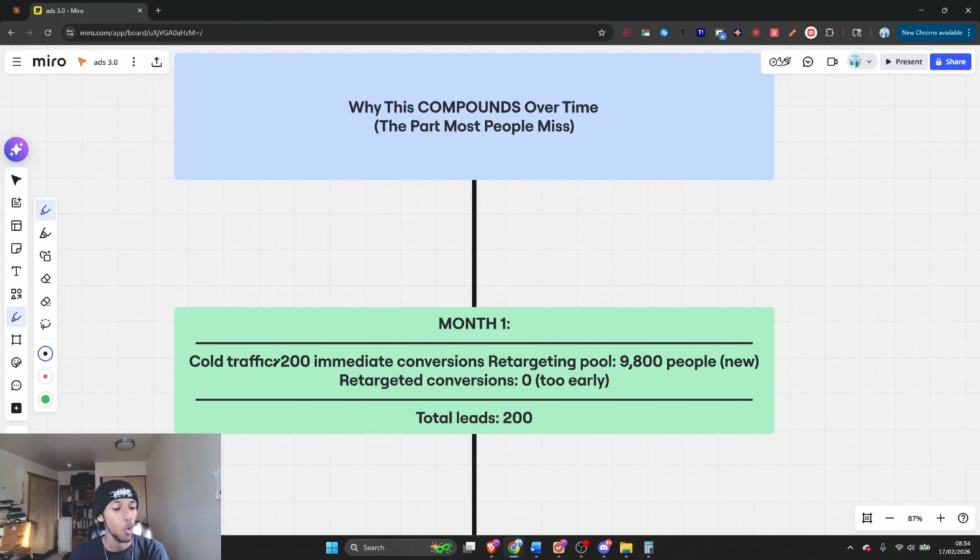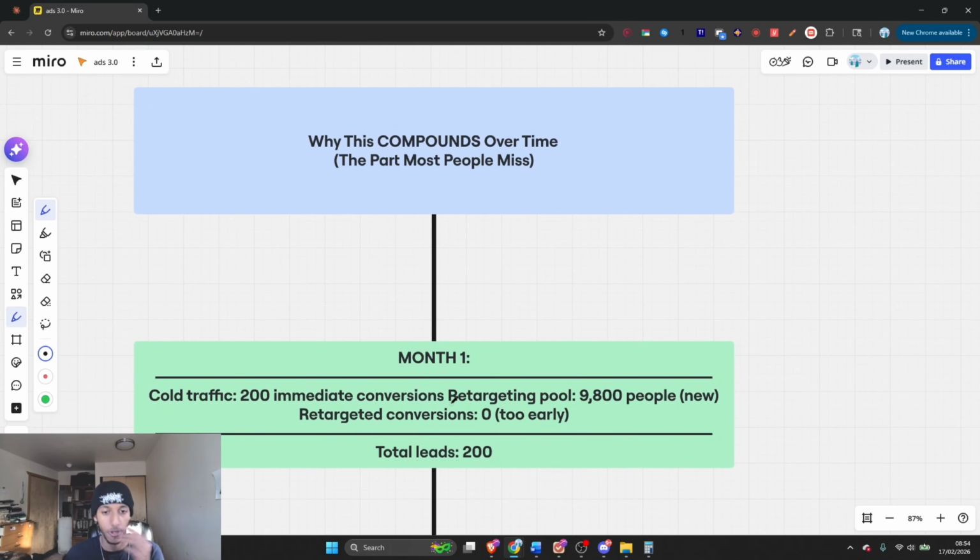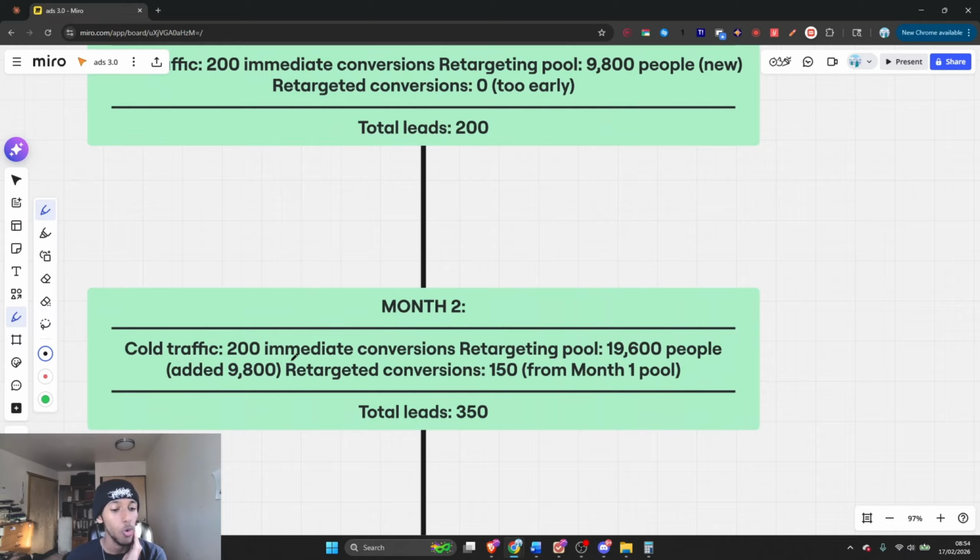Month 1, cold traffic, 200 immediate conversions, retargeting pool, 9,800 new people. And you can't retarget anyone because it's the first month. So you get 200 leads. That's pretty good, 200 leads per month. That's awesome. Month 2, cold traffic, 200 immediate conversions, retargeting pool now is 19,000. You added 9,800, and retargeted conversions is 150 from the month 1 pool. Now you're at 350, so you get around 150 more.